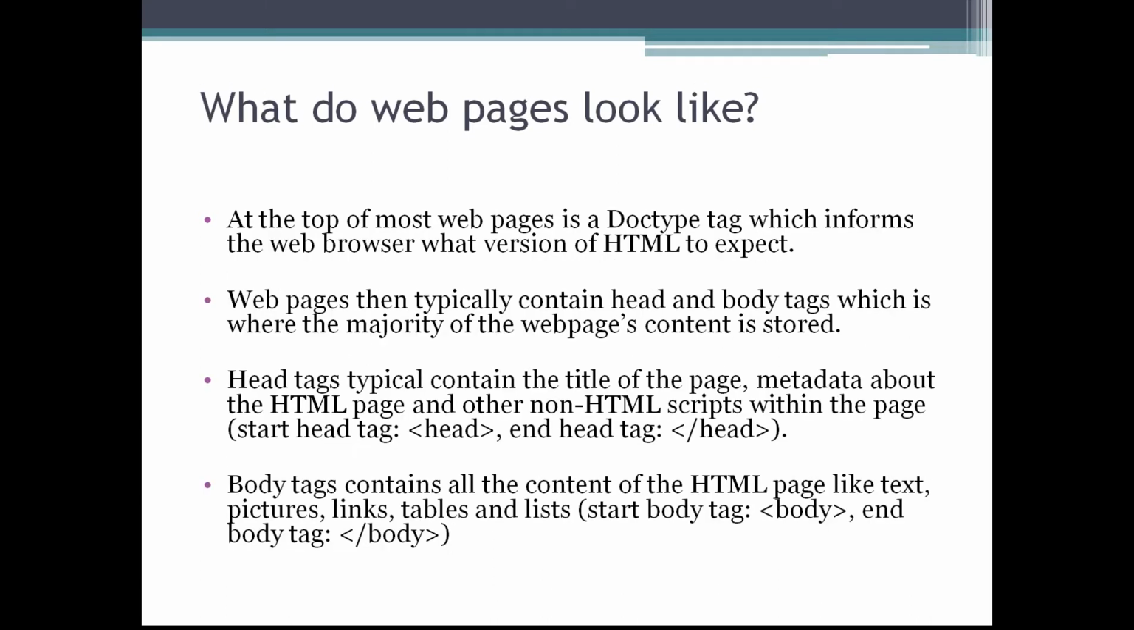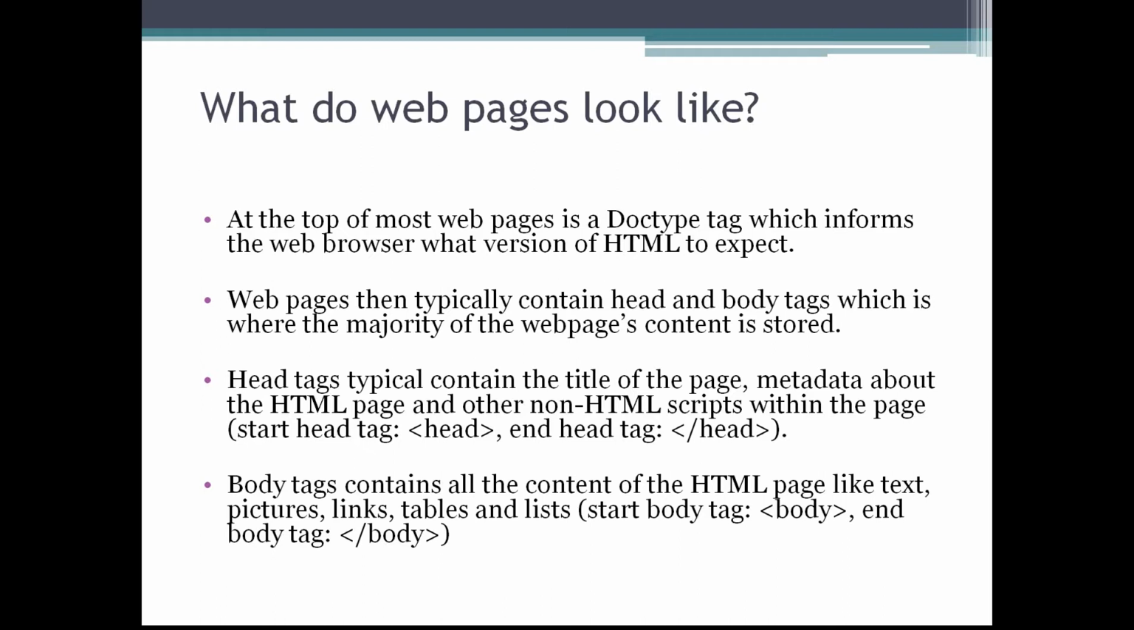And at the top of most web pages, you can often find what's called a document type tag. This just informs the web browser of what version of HTML or what other markup language has been used, so what to expect basically. And often within that top of the web page, there'll be other tags. For example, the header tag often contains the title, metadata about the HTML page and other non-HTML scripts within that page.